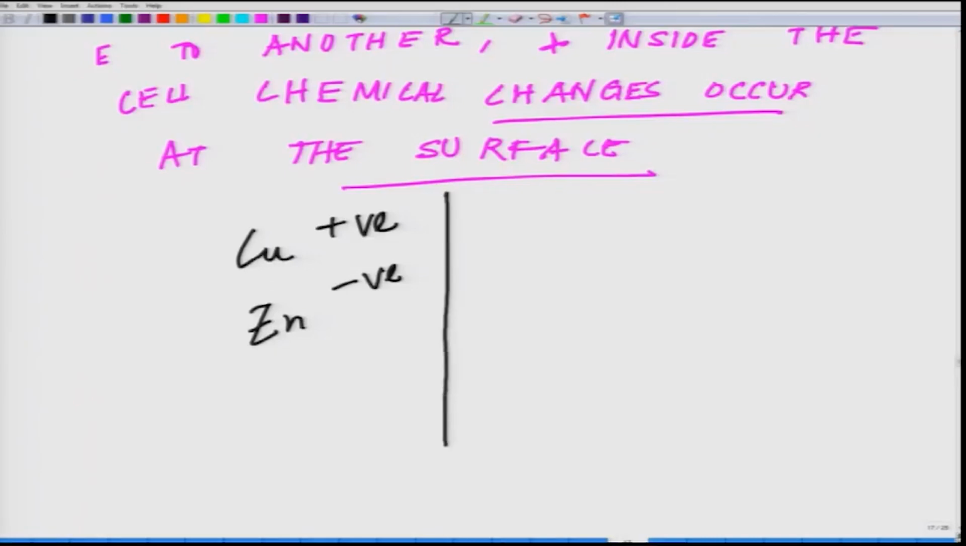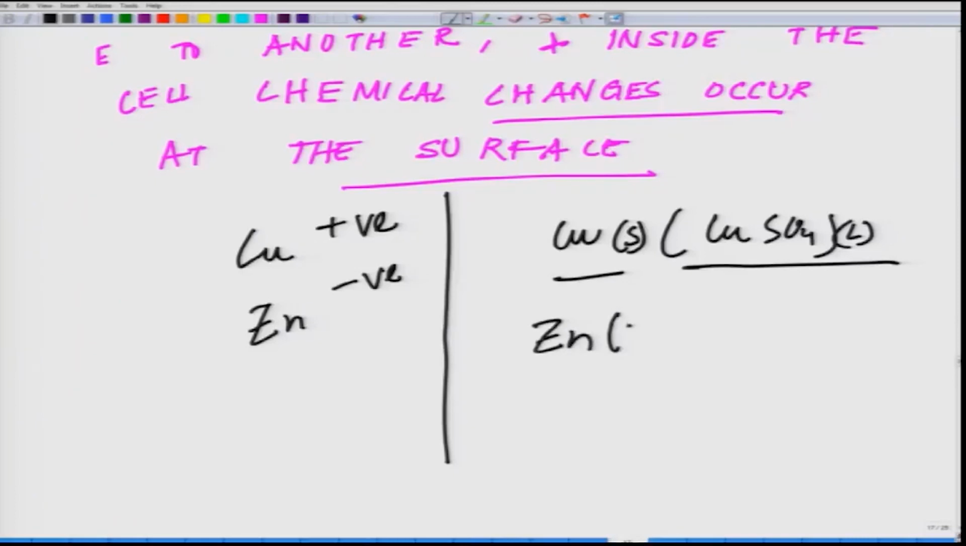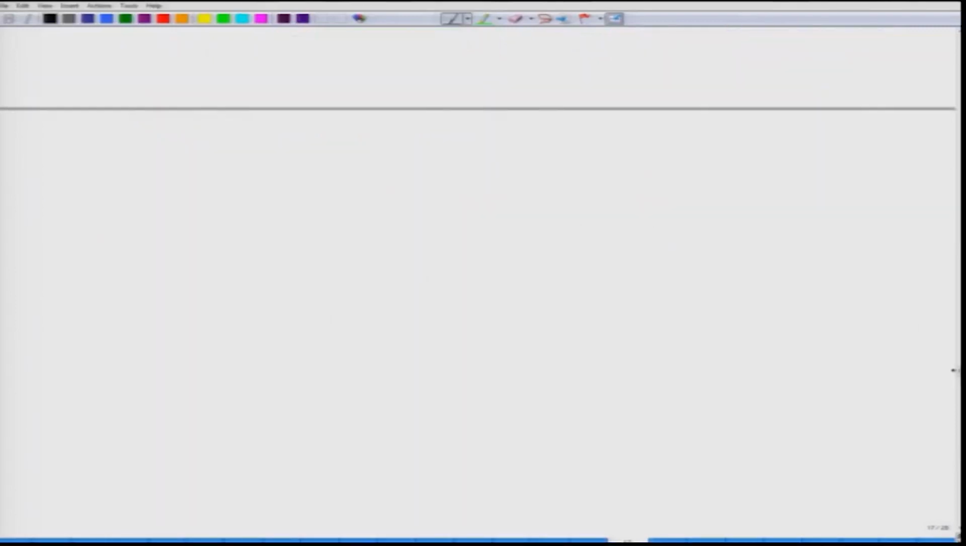In this cell, both electrodes, zinc and copper, are surrounded by their own solutions. Copper is surrounded by CuSO4, where copper is solid and copper sulphate is the liquid. Similarly, zinc is the solid, whereas zinc sulphate is the liquid, their own ionic solution. Now, this part is extremely important to understand, so please be very careful, and this is one fundamental concept.